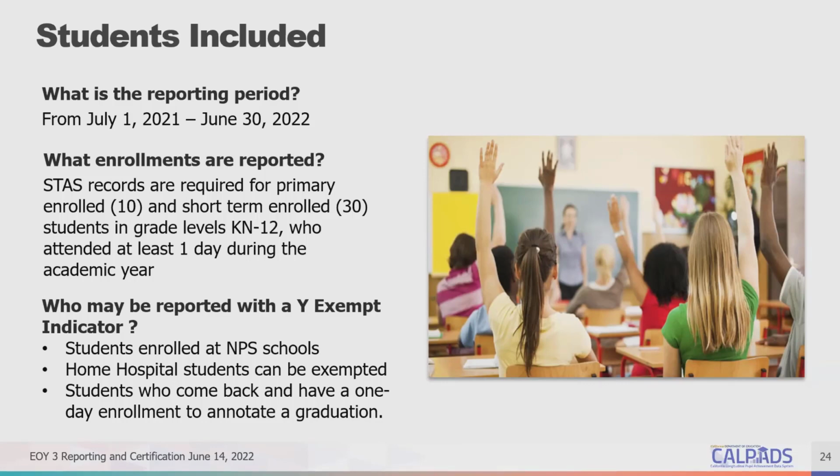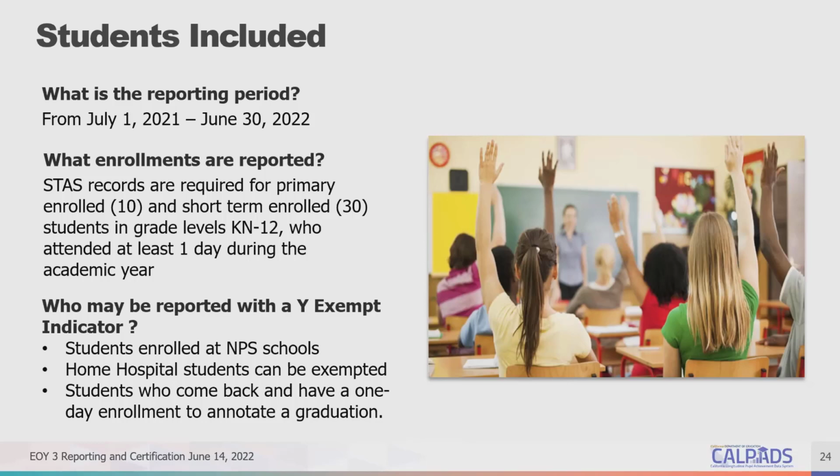So if you have a student who's enrolled for 9 months and perhaps a month and a half or 2 months they're in home hospital, but the rest of the time they're in traditional enrollment, you'd report that period of traditional enrollment and just adjust the expected days for that home hospital period.